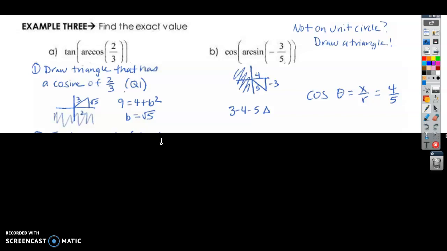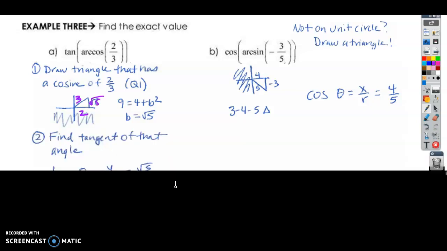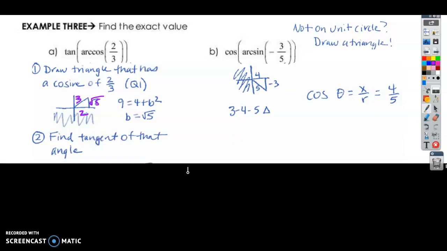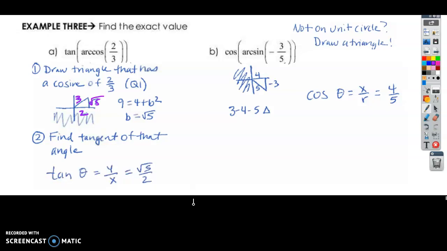And again, cosine, you have to know SOHCAHTOA for this. Cosine is the adjacent side over the hypotenuse. So that's where the 2 and the 3 go in those places. We Pythagorean theorem it, solve for b, and we get root 5. Now, all we're going to do is find the tangent using that triangle. The tangent using SOHCAHTOA is the opposite over adjacent, or you could think of it as y over x. So from this angle, opposite is root 5 over adjacent is 2.